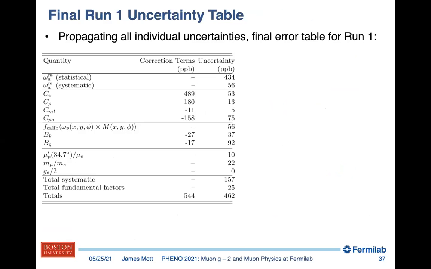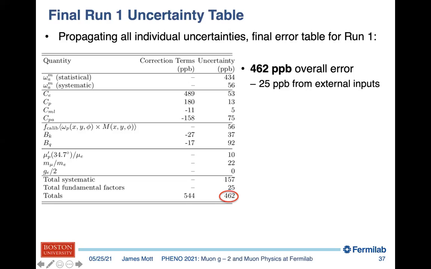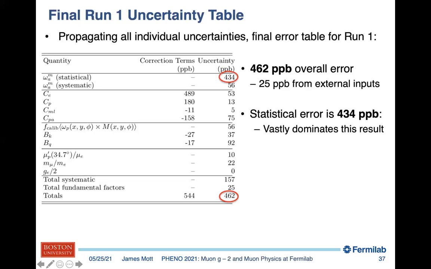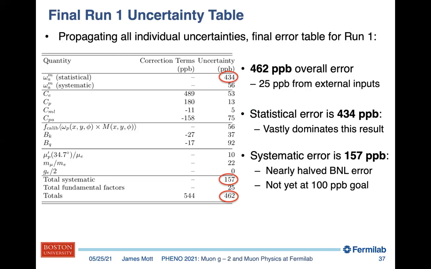Okay, so if you do look at the PRL and then skip through till you find the uncertainty table, this is what you're greeted with. The final uncertainty at the bottom here is 462 parts per billion. And the external constants that we use to translate from our measured ratio to A mu only contribute 25, so they're basically negligible. And the statistical error is 434 parts per billion. It dominates this result by a long way. The systematic error here is 157 in total.